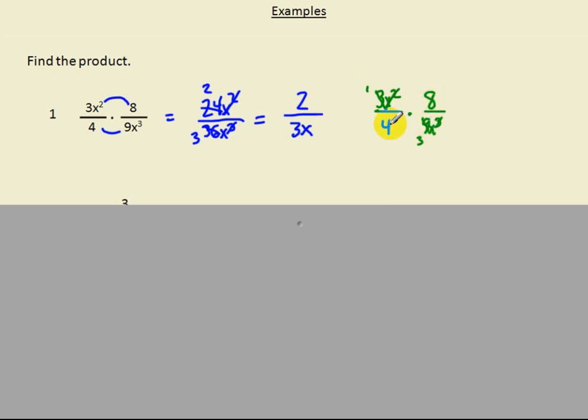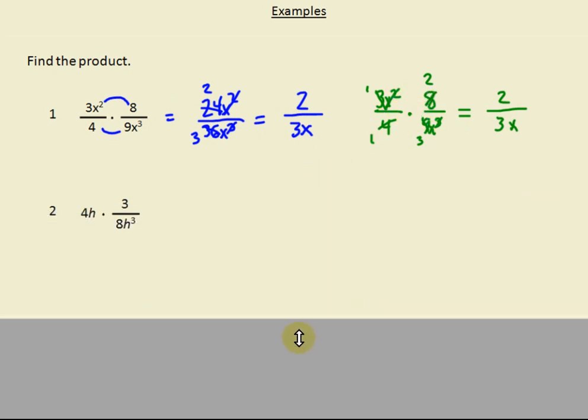And then the 4 and 8. 4 goes into 4 once, 4 goes into 8 twice. And now we have a lot simpler expressions to multiply. So now we have 1 times 2 in the numerator and 1 times 3x in the denominator. Notice it turns out the same. So whichever you prefer, go ahead and multiply right away or do some canceling first.